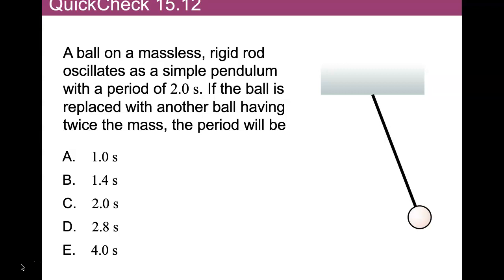Okay, so we just found the period. It was the square root of g over L. It doesn't depend on mass, because the force is proportional to the mass. So in the F equals ma equation, the mass just cancels out. And it shouldn't change.